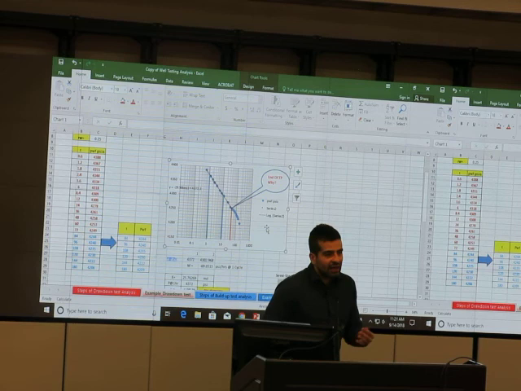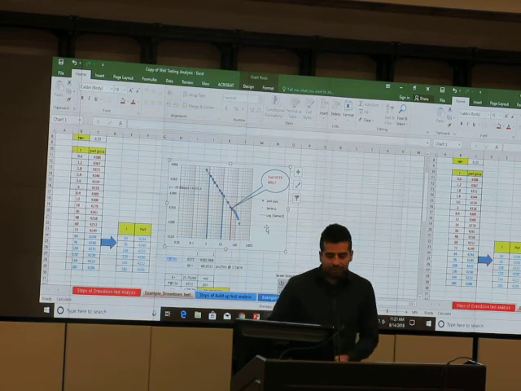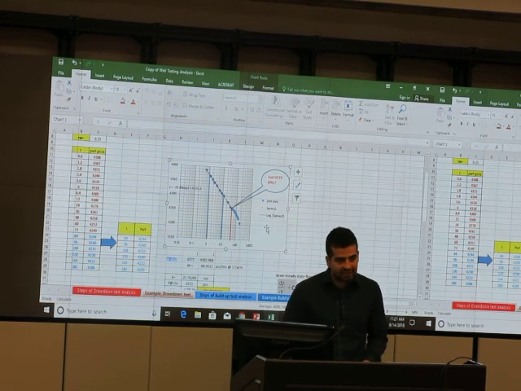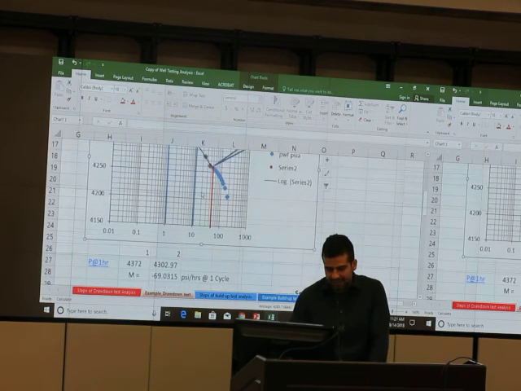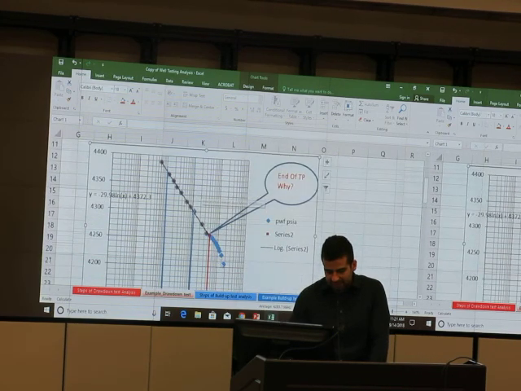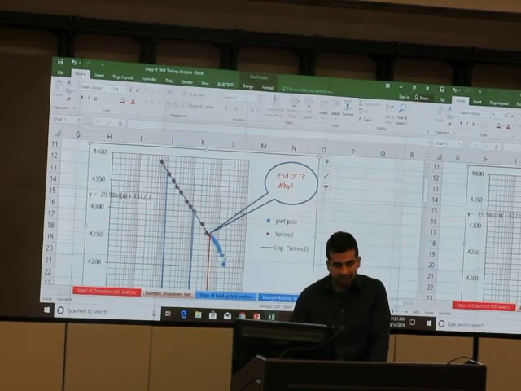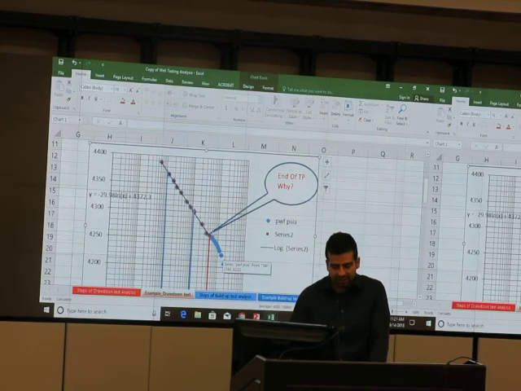So here we find out that our unsteady state has ended. If I zoom in on this section, you don't see unsteady state anymore because it's not aligned with the trend line. That's where your pseudo-steady state has started.